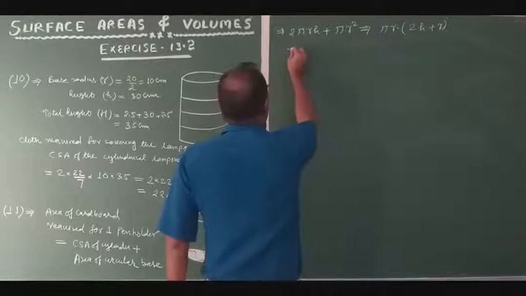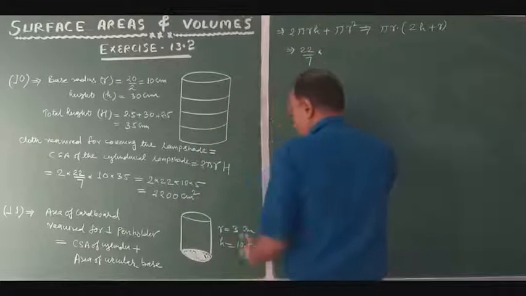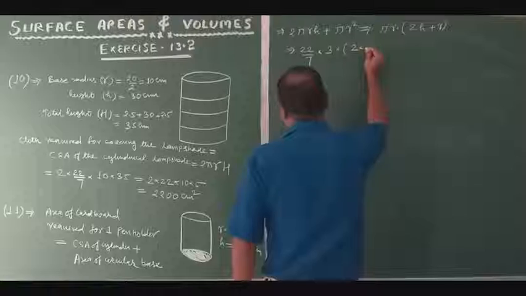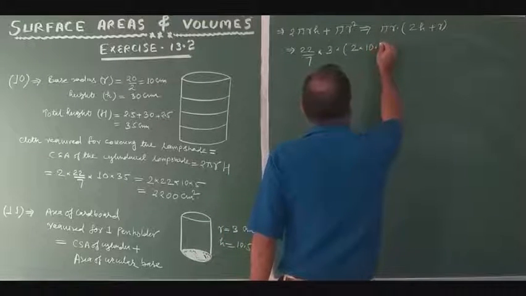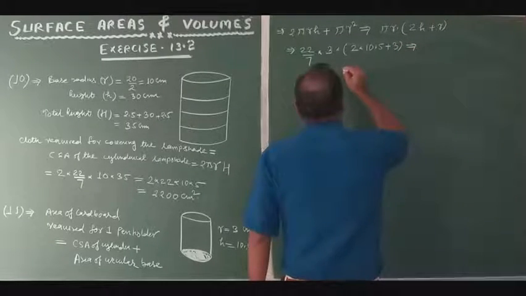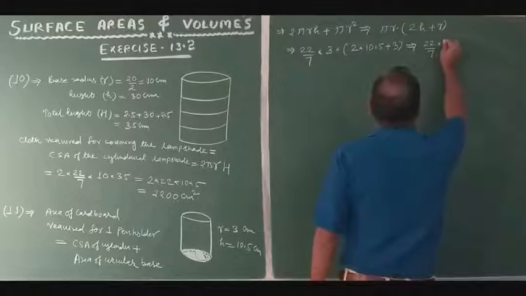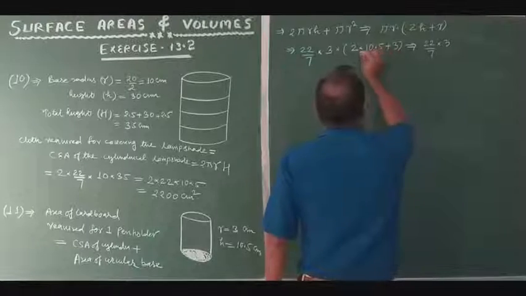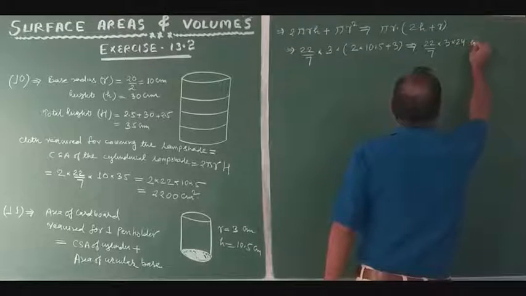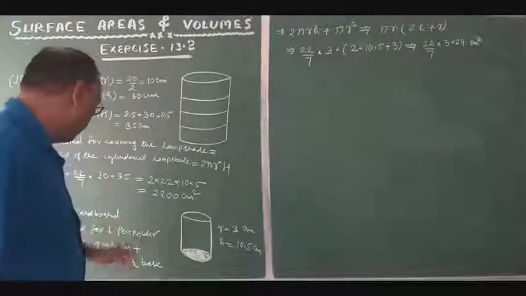Now put all the values. Pi is 22/7. R you have given 3, in the bracket 2 H is 2 into 10.5 plus 3. So just solve it. You will get 22/7 into 3 into 21 plus 3, that is 24 centimeter square. This was the area required for 1 pen holder.